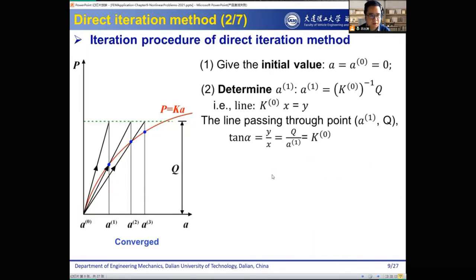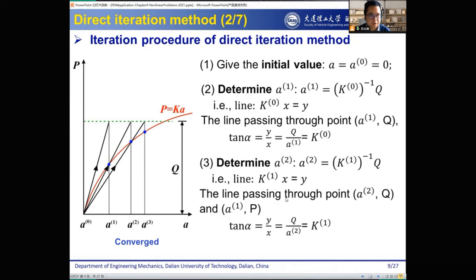So let's have a look at the iteration procedure for the direct iteration method. Using the graph here, this is our nonlinear equation. It represents a nonlinear curve. The red line is the nonlinear equation. We start from the initial value A0 equals 0, and then we determine the next value by using this line. We draw this line.